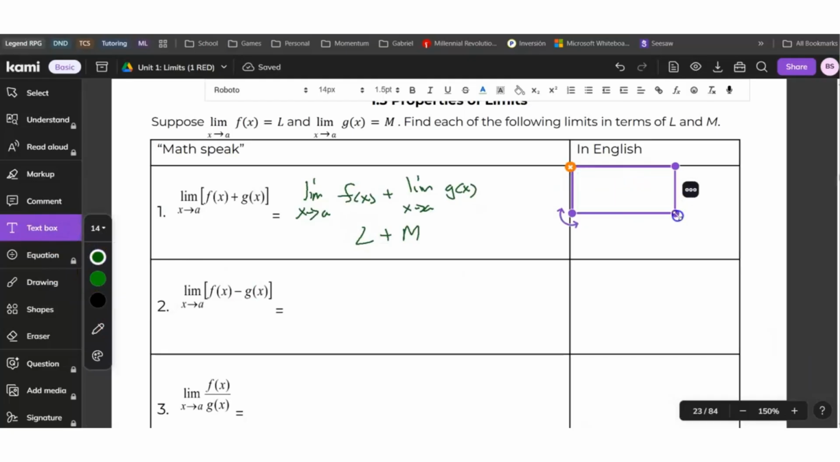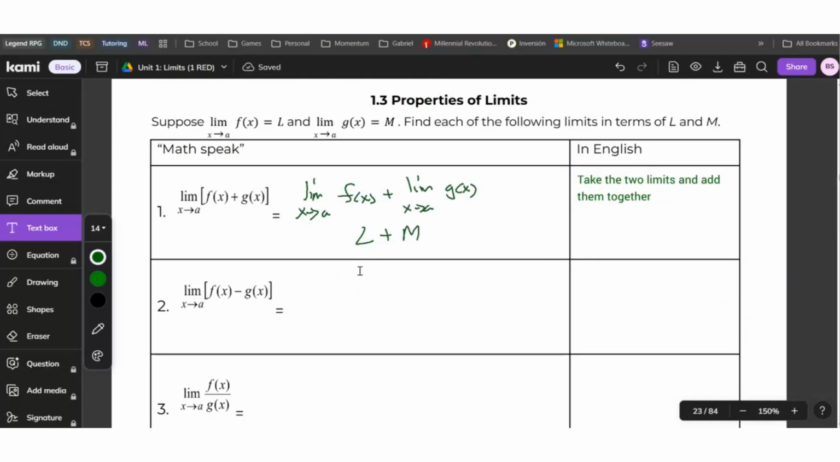Now, in English, I'm not going to literally write the limit as x approaches a of f of x, but all this literally means is take the two limits and add them together, right? That's what we're doing. So when I say in English, I'm trying to say, just what are we doing? How would you describe this to someone younger and less intelligent than you? Okay.